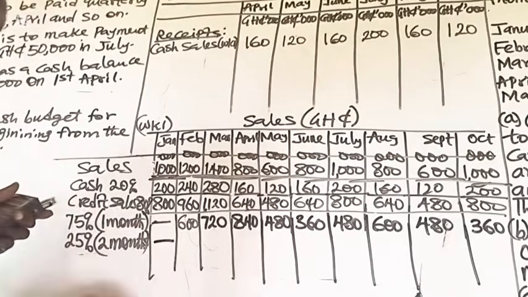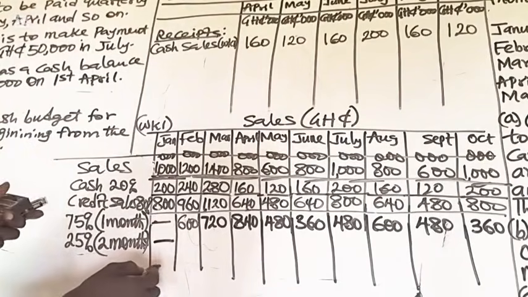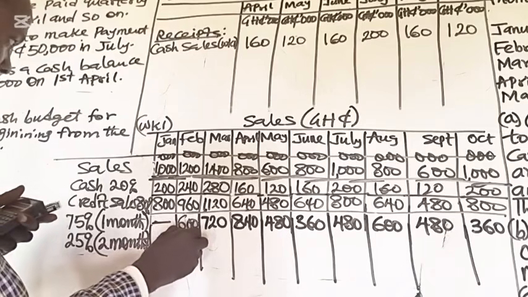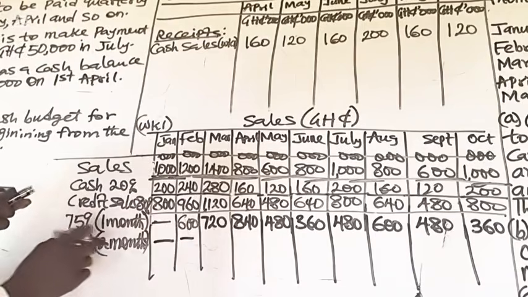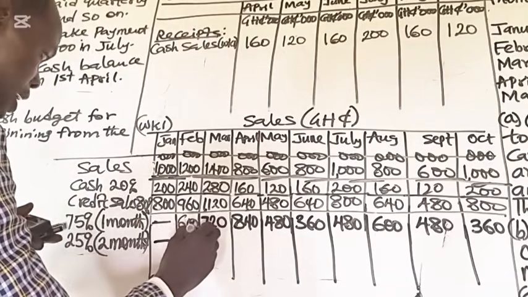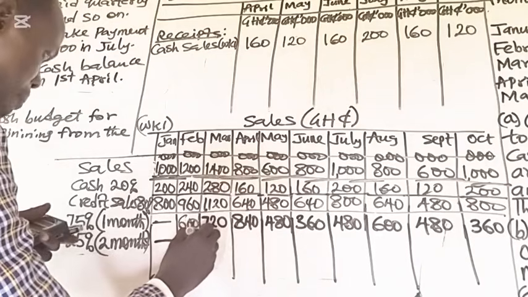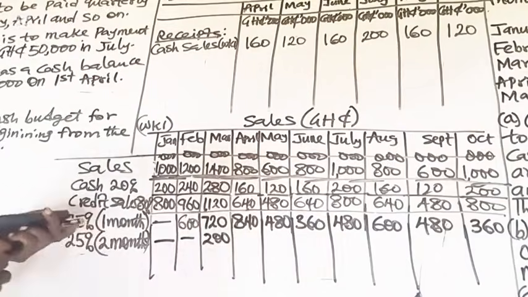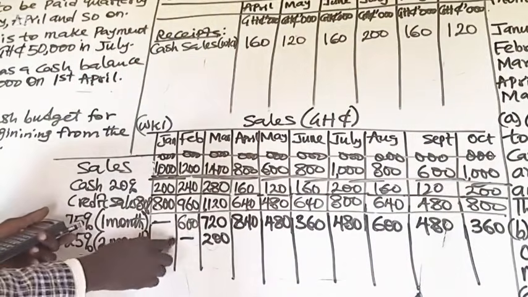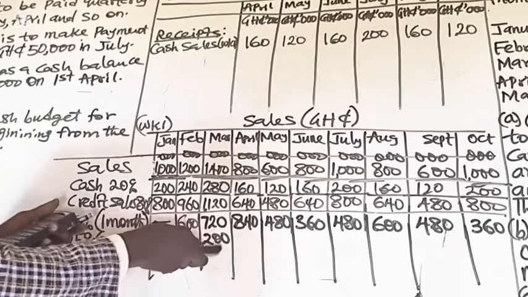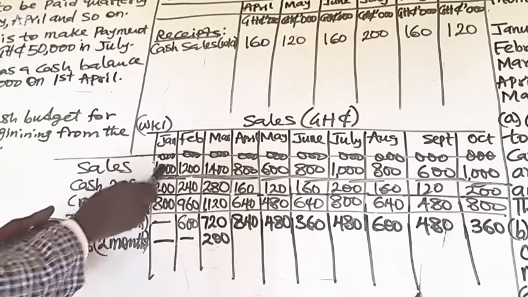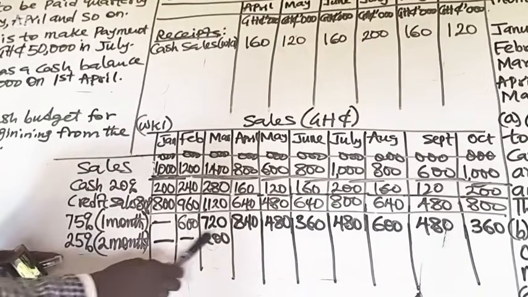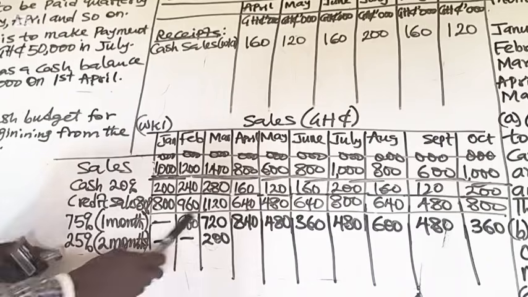We won't count January. So if it will be collected in 2 months, that means January, February will be 1 month. Then the 2 months now will be March, and that amounted to 200. So of the sales made in January, the 25% which will be collected in 2 months will be collected in the month of March.